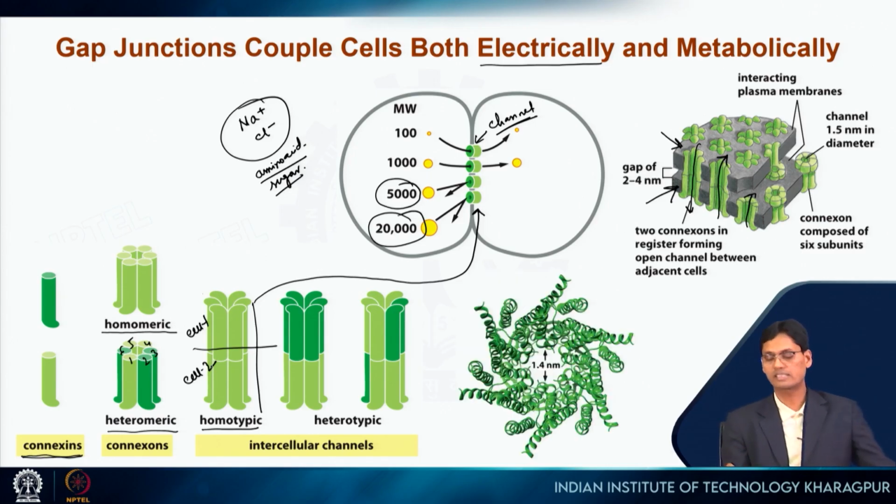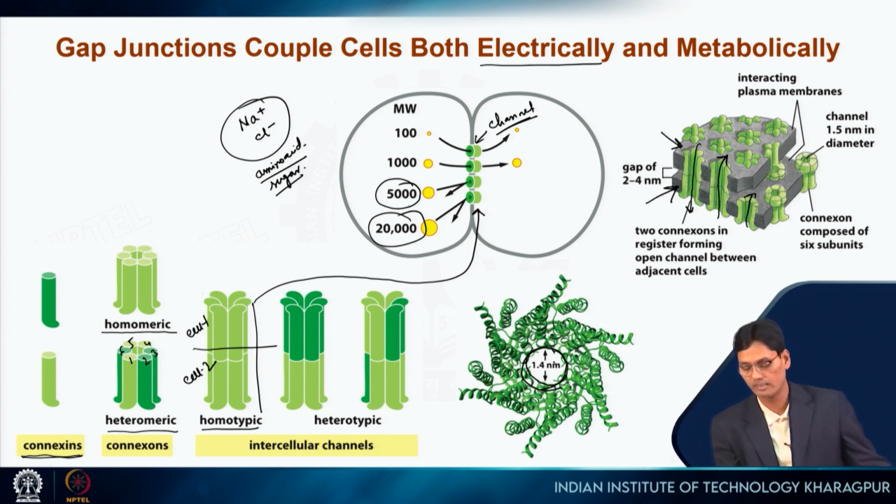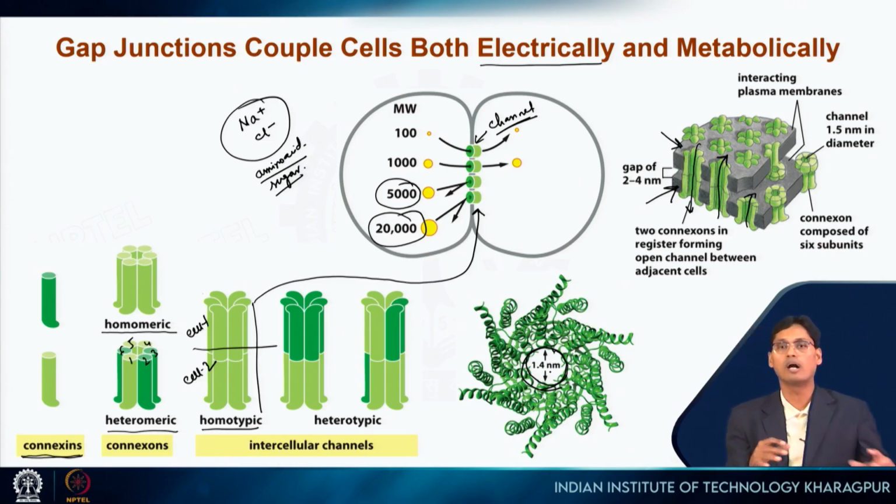And this is the crystallographic structure of this channel. As you can see, this is the pore dimension. The diameter here is 1.4 nanometer. As a result, it restricts movement of bigger things between those two cells.